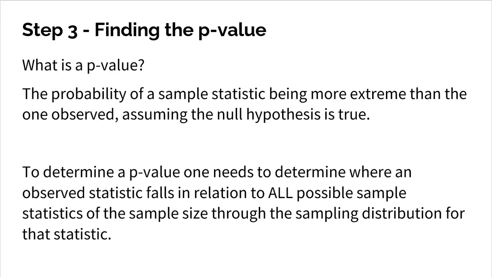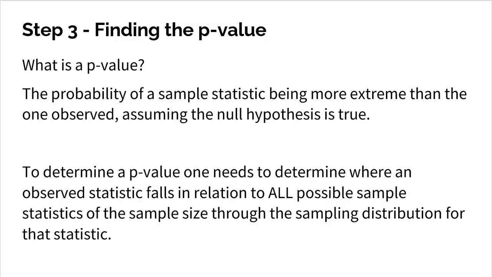All right, the third step is the actual fun part. This is where you're actually going to create your p-value. Now, a p-value is what you're going to use to make your conclusion. So let's first talk about what a p-value is. It is the probability of a sample statistic being more extreme than the one observed, assuming the null hypothesis is true. I know it's a little bit confusing, but a p-value is a probability.